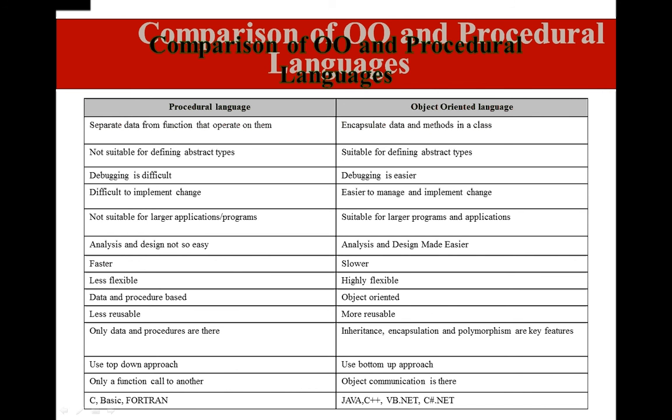Procedural language is actually a top-down approach, whereas object-oriented language is a bottom-up approach. In procedural programming, only one function is called by another function, but here an object communicates with other objects. The best examples of procedural languages are C, Basic, Fortran, Pascal, etc. And object-oriented programming languages are Java, C++, VB.NET, C#.NET.